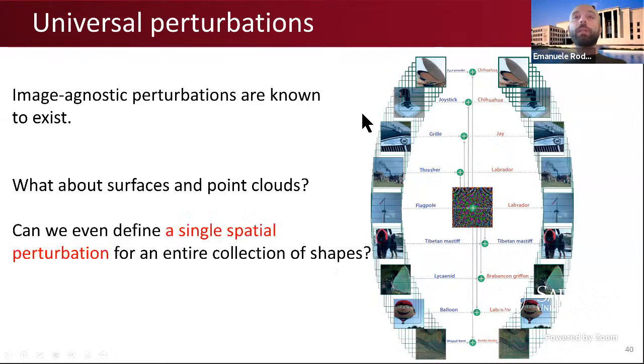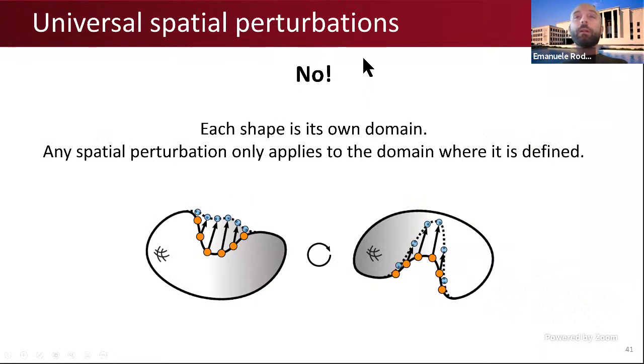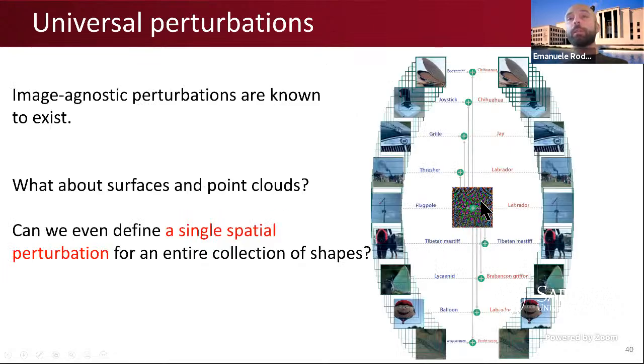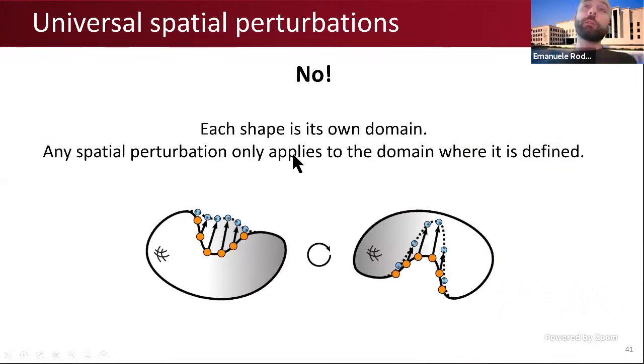Can we do this for 3D shapes? Well, the answer is no, if you parameterize the perturbation as a displacement field. Of course, the displacement field is extrinsic, so it is specific to a shape. Even if you find an adversarial displacement field for one shape and you rotate the shape, the displacement field is not going to work anymore.